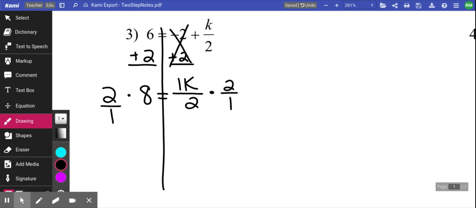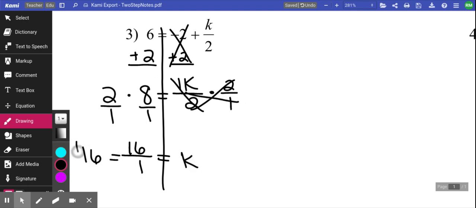Okay. Since we have this over here, we have a fraction times a whole number. Let's change the 8 to a fraction as well. Then we can do 2 times 8 is 16. And 1 times 1 is 1 equals, and then these fractions just cancel out, and we're left with k. So k equals 16 here. And we can always check our answer. 16 divided by 2 is 8, plus negative 2 is 6. So that one works out.